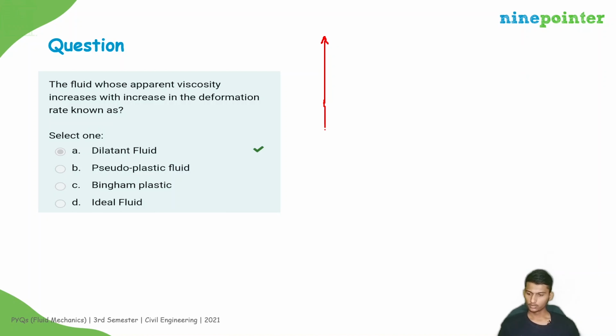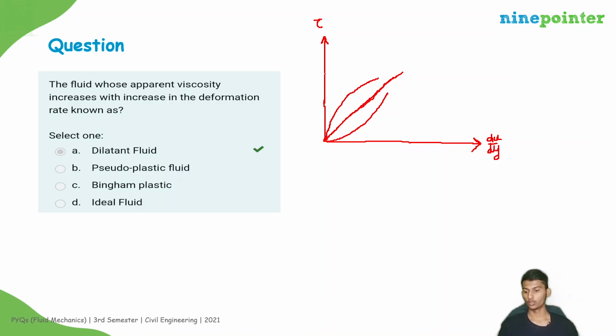There are different types of fluid which behave differently under the action of shear stress. Suppose this is du by dy and this is tau, the shear stress. Then there are different types of fluid. One fluid will show the behavior like this, a straight line. One fluid will show behavior like this, another like this, and another something like this. So these are different types of fluids which behave differently under the action of shear stress.